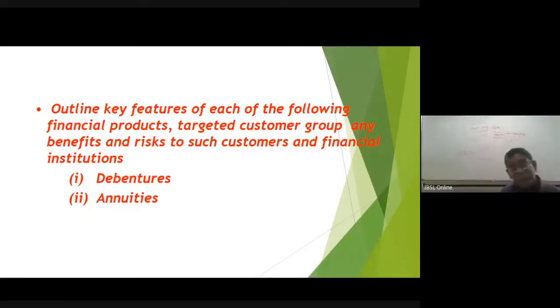Who are the target group? Maybe senior citizens, right? Some young people, some parents will take it for their children also. And sometimes some employers also try to get this annuity for their employees. So that is sort of a pension scheme, and therefore you can use it as a pension scheme.